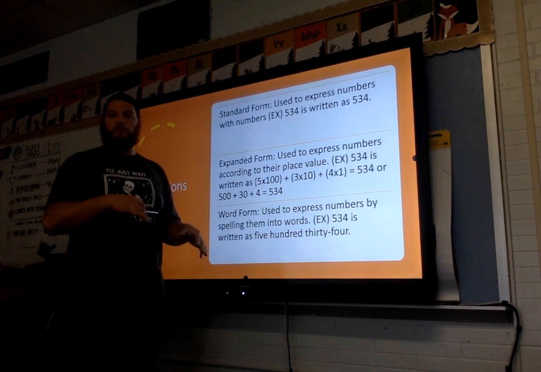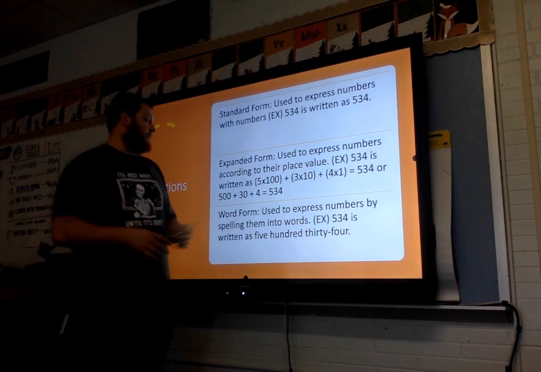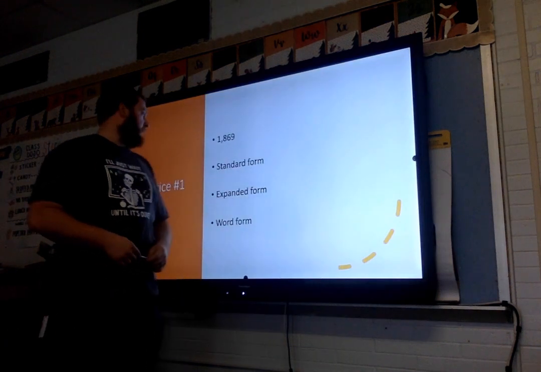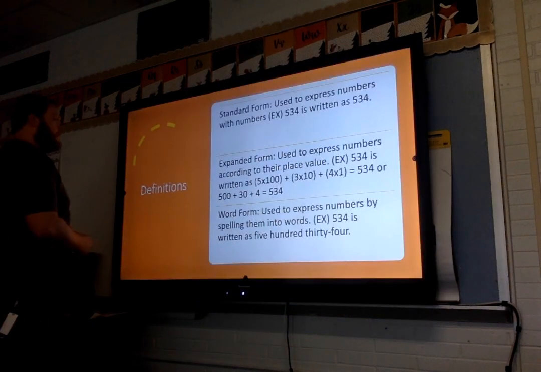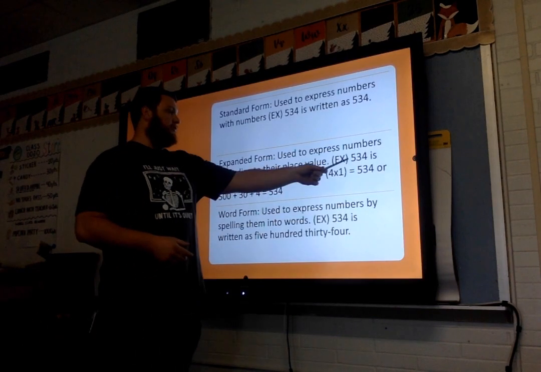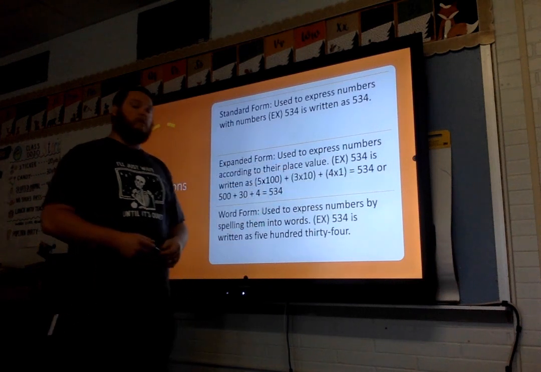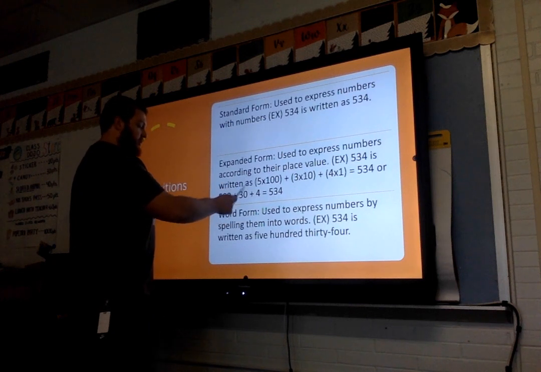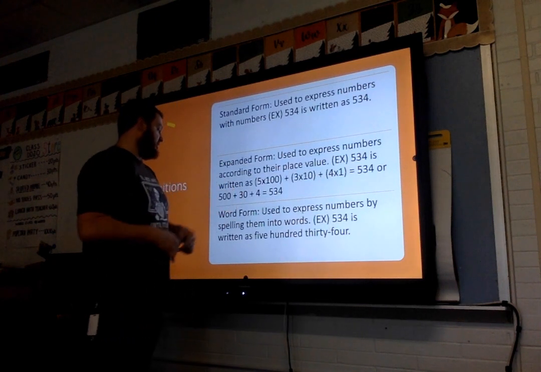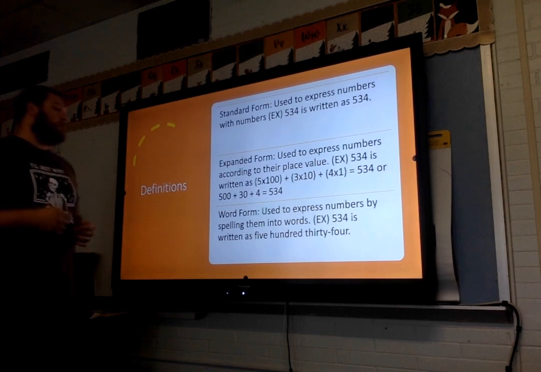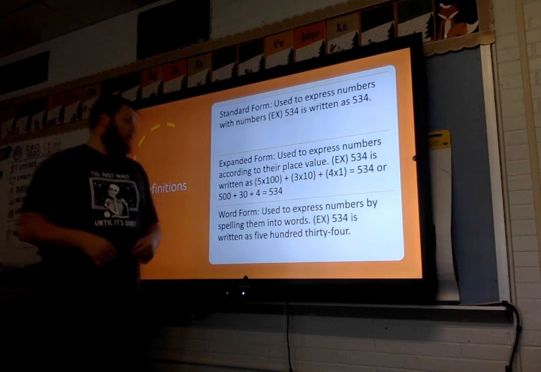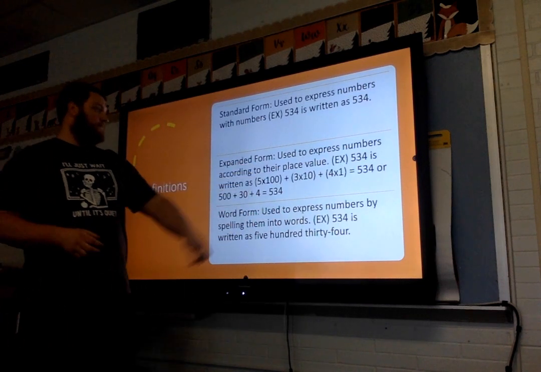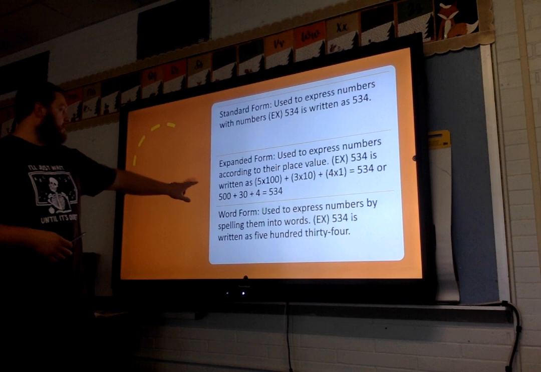But since this is a lesson towards the end of a 2-week lesson, they should be able to do the 4th grade method, which would be 5 times 100, which goes off our hundreds place. And then we have our 3 times 10, which would be for our tens place, and 4 times 1 for our ones place. Or again, the 3rd grade method is 500 plus 30 plus 4 equals 534, break it into sections. And then lastly, word form is used to express numbers by spelling them into words. So the example for 534 is written as its spelled-out words. So that'd be their definitions, and then they know what to look for.